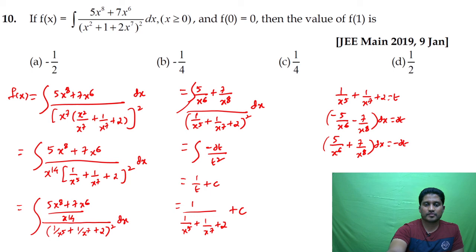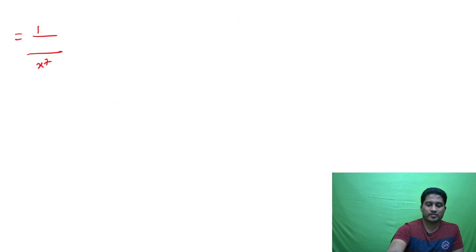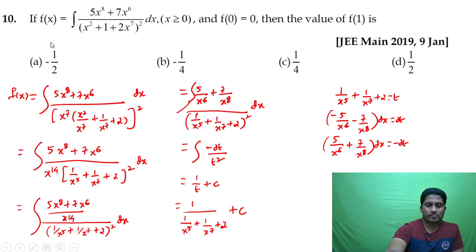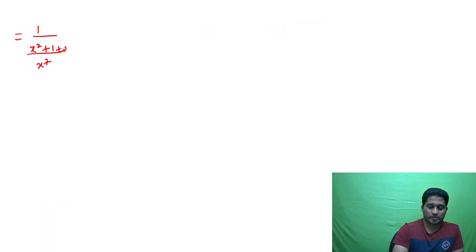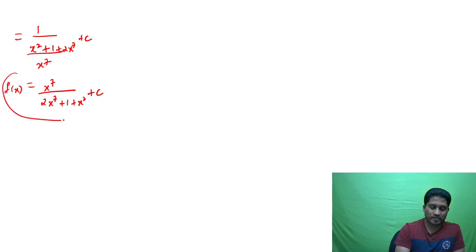So this becomes 1 upon, okay, take x to the power of 7. So this becomes x square plus 1 plus 2x to the power of 7. Right, so it goes to numerator, f(x) is equal to x to the power of 7 divided by 2x to the power of 7 plus 1 plus x square plus c. Okay, now it is given in the question.